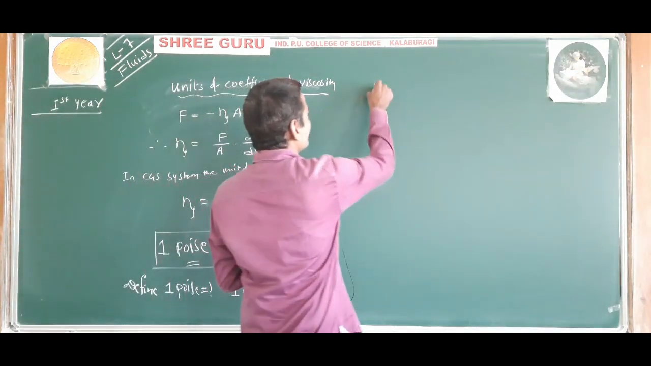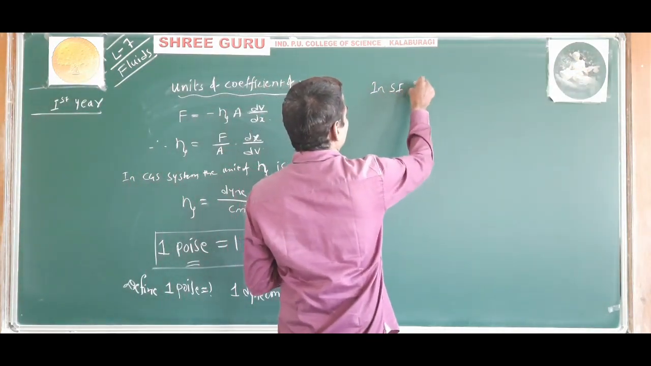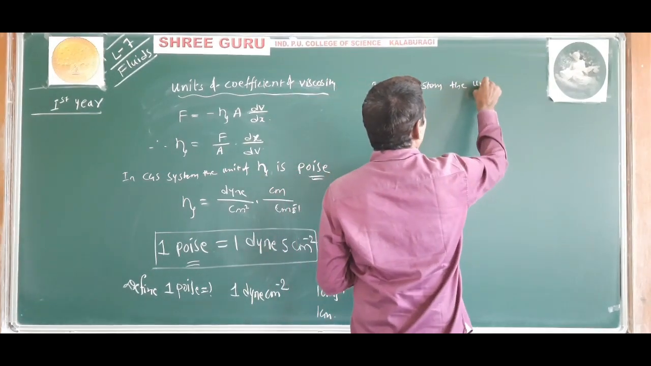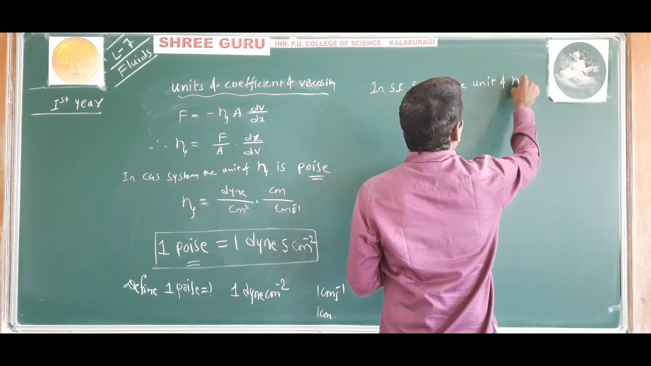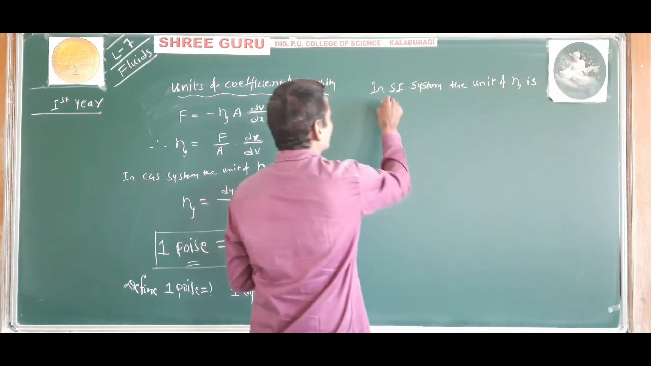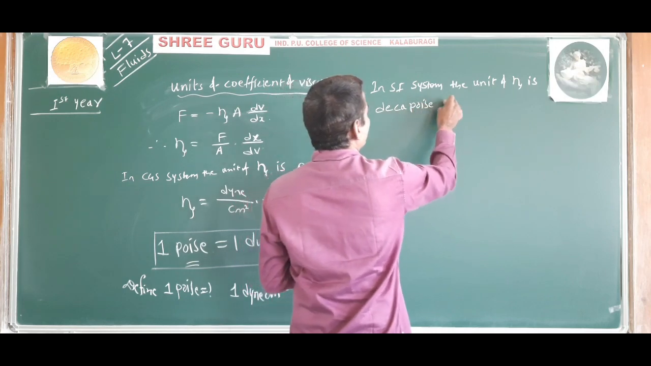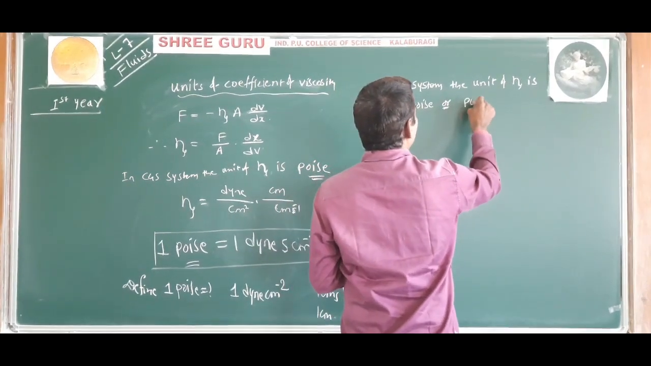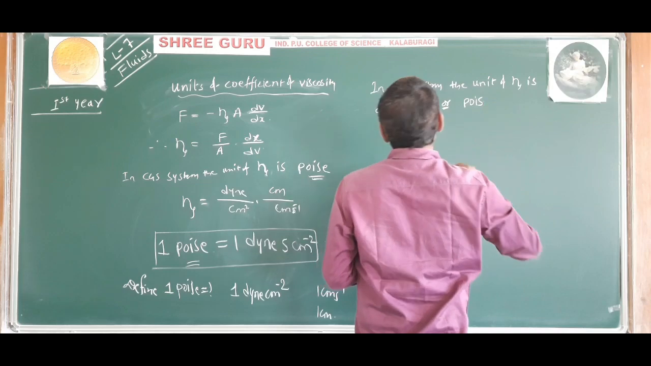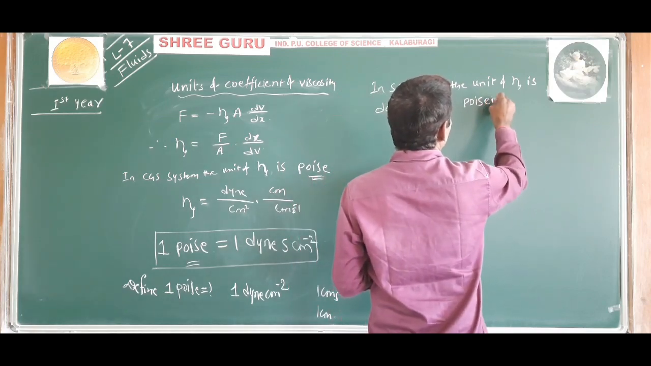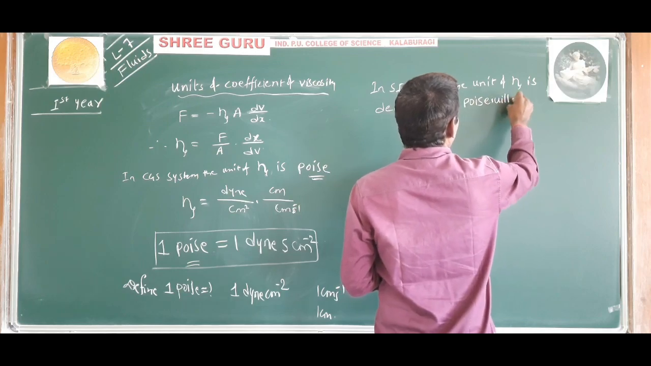So now in the SI system, the unit of coefficient of viscosity is decapoise. The unit of coefficient of viscosity is decapoise, or it is also called Poiseuille.